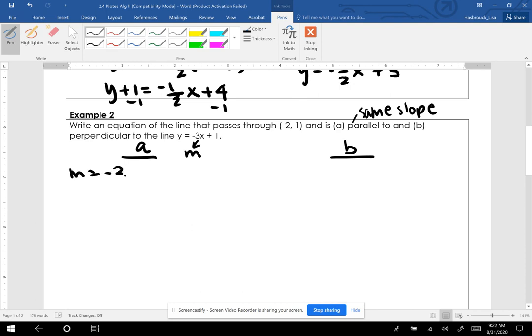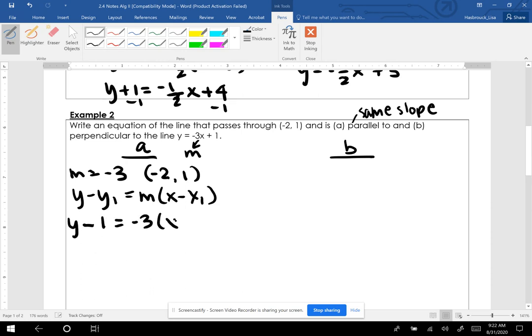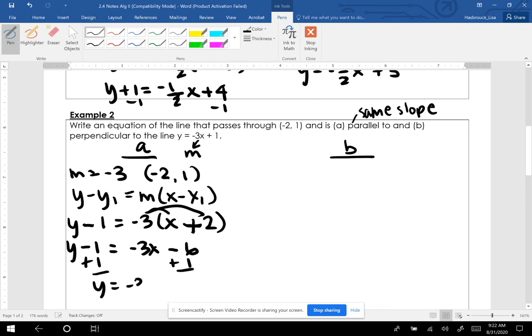So we're using -3 for our slope, and we're using the point they gave us, (-2, 1). So since they gave us a point and a slope, we'll start in point-slope form. I substitute y minus 1 equals -3 times x minus a -2. The minus a negative becomes a plus. And then I'm going to rearrange this into slope-intercept form. So I'm going to distribute the -3, -3x minus 6. Then I will add the 1 to get y equals -3x minus 5. So we're done with part A.